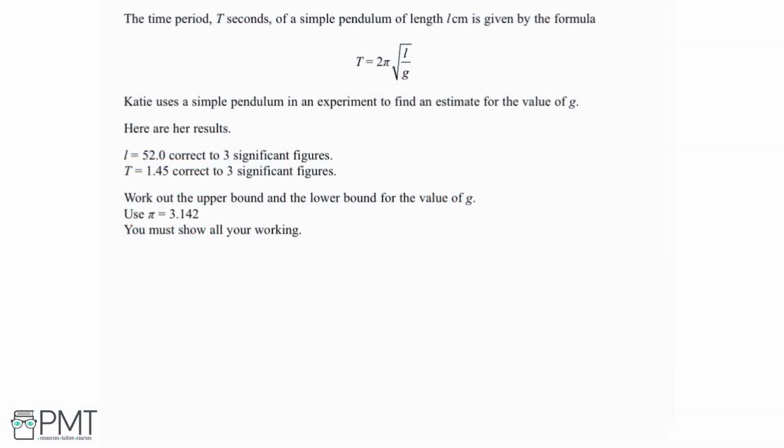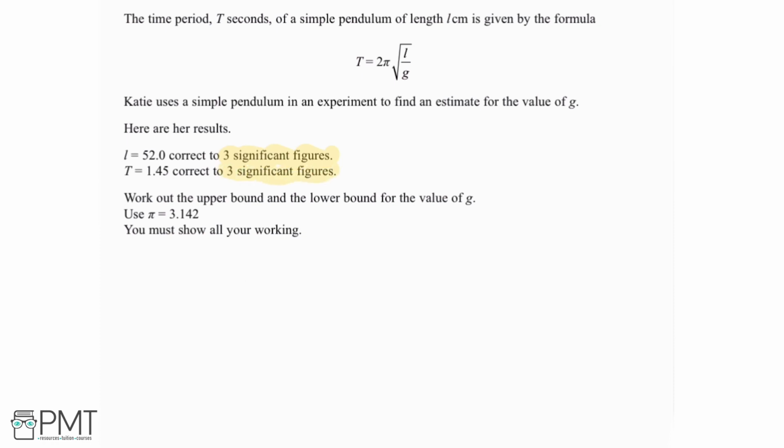The time period, t seconds, of a simple pendulum of length L centimetres is given by the formula here. Katie uses a simple pendulum in an experiment to find an estimate of the value of G. Here are her results. So she has L is 52.0, correct to 3 significant figures, and T is 1.45, again correct to 3 significant figures.